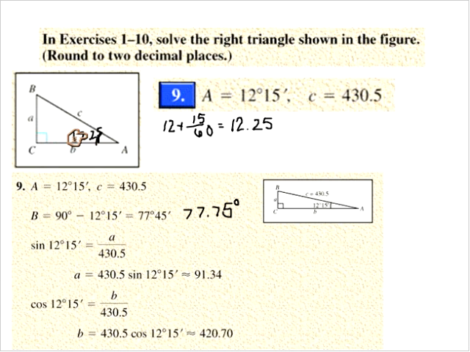You can either use cosine from angle A, or you can switch it up and do sine from angle B. But let's stick with angle A since that's what we're dealing with here. Adjacent over hypotenuse is cosine. So cosine of 12.25 equals b over 430.5. Multiply both sides by 430.5 to get approximately 420.7.